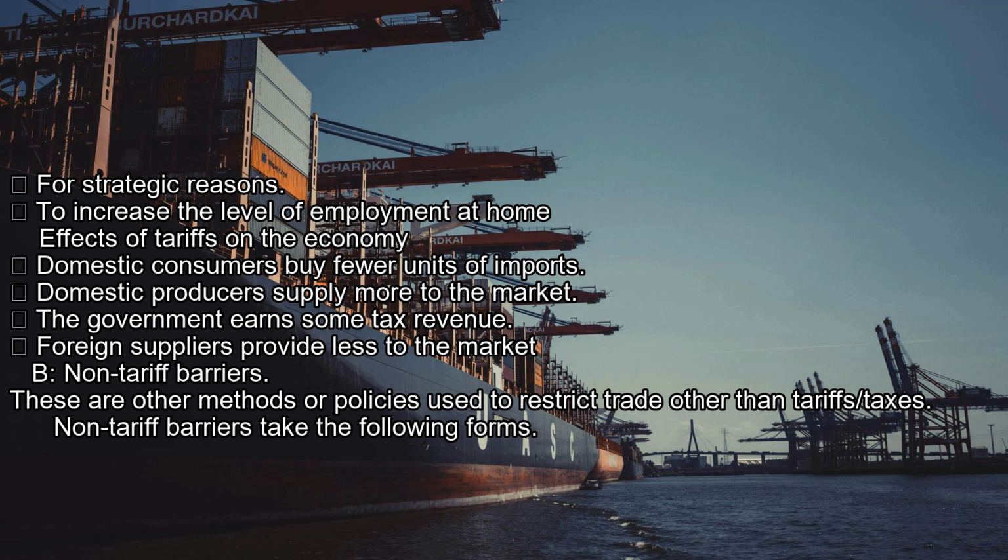Domestic consumers buy fewer units of imports. Domestic producers supply more to the market. The government owns some tax revenue. Foreign suppliers provide less to the market.